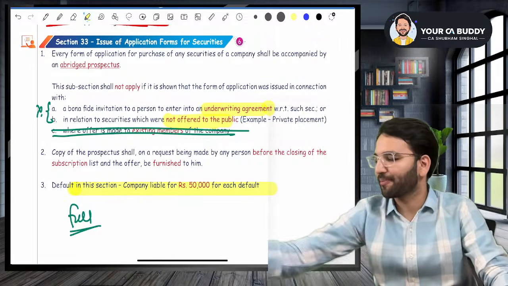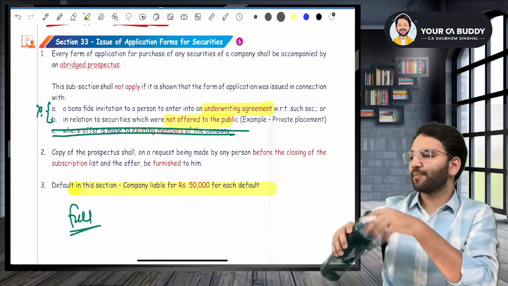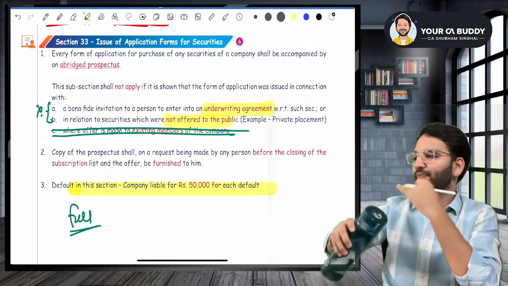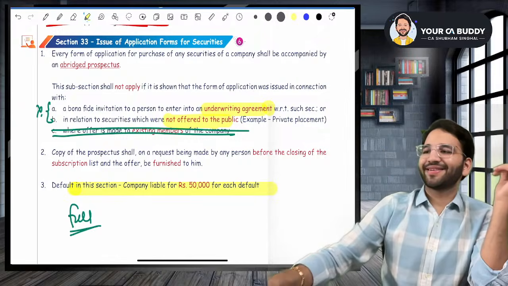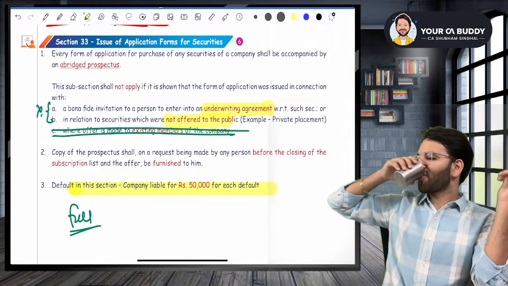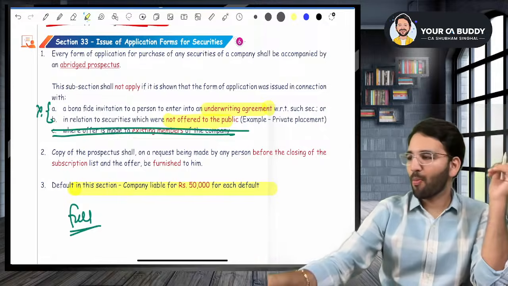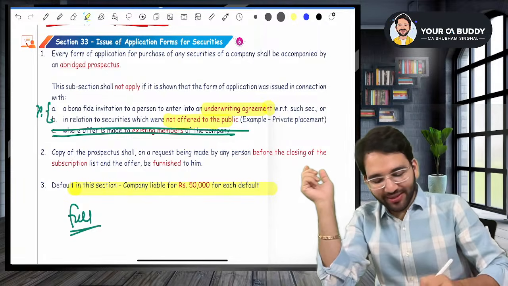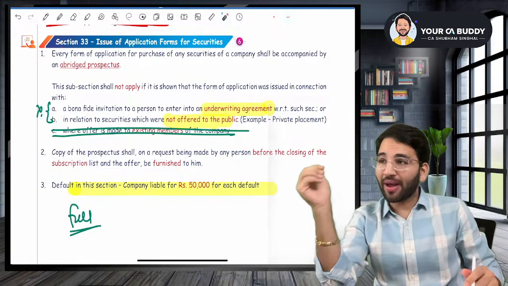Are you with me? Sir, yes or no? Yes, sir. Are you sure? Alright guys, so this is your section number 33, which talks about abridged prospectus.